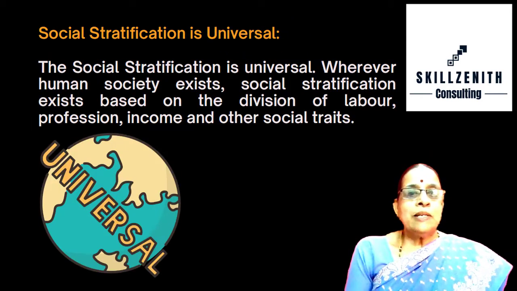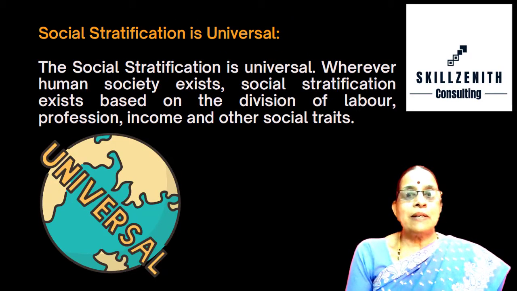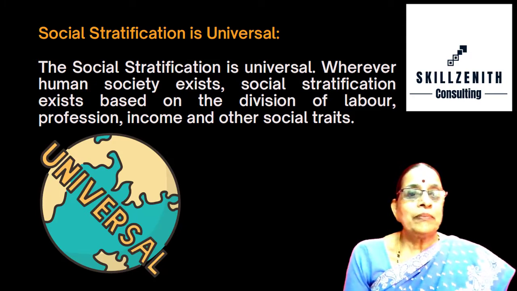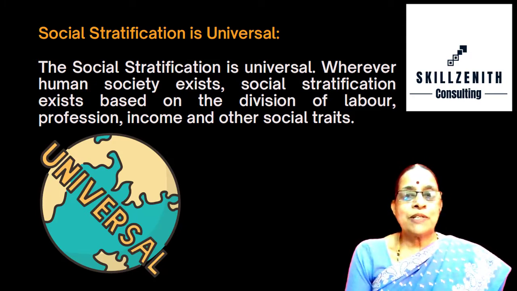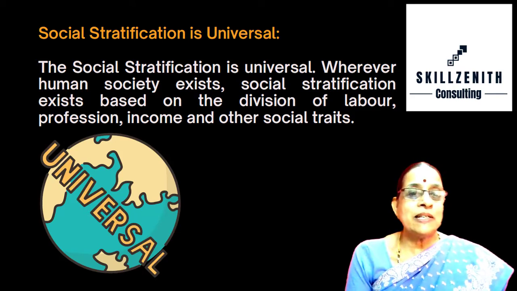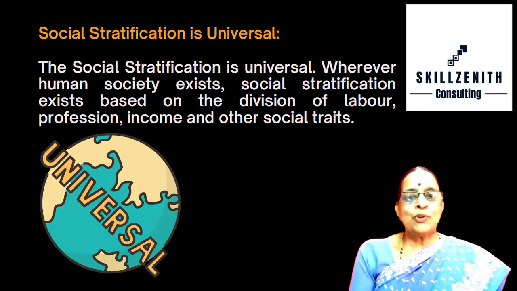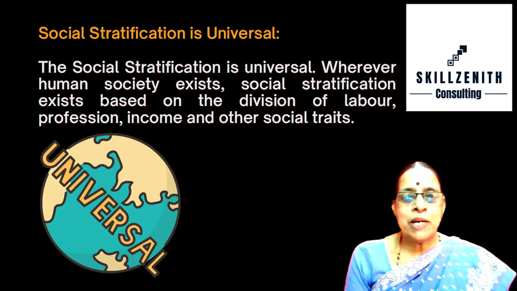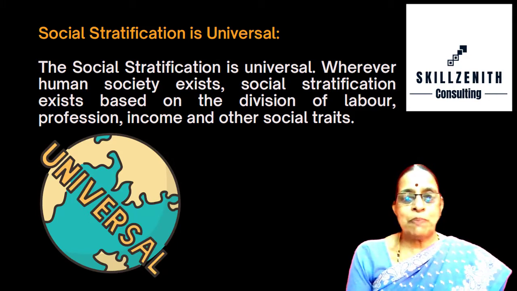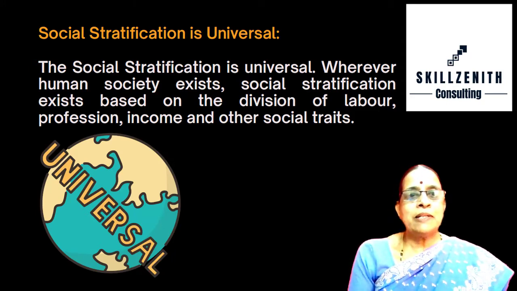Now, next point is social stratification is universal, which exists everywhere. Social stratification is universal in nature. Wherever human society exists, social stratification also exists. It will be seen based on the division of labor, profession, income and other social rights. Again, this is a repeated point. We are taking into consideration social aspects, that means education, income, richness, position, etc., and we are placing the person under social stratification.